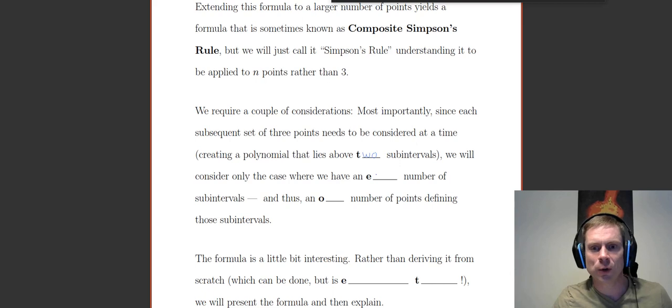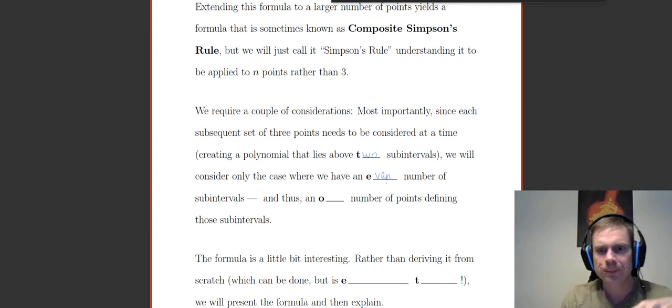So we'll consider only the case where you have an even number of subintervals. You might be able to find some interesting hybrid strategy of dealing with an odd number of subintervals, but then why not just divide it into an even number to begin with if we have the freedom to choose the h, okay?